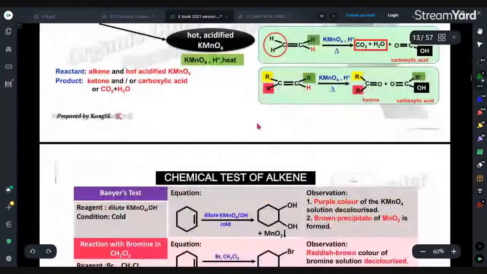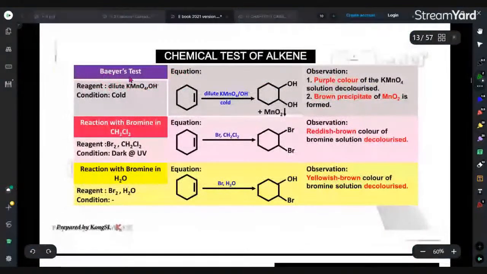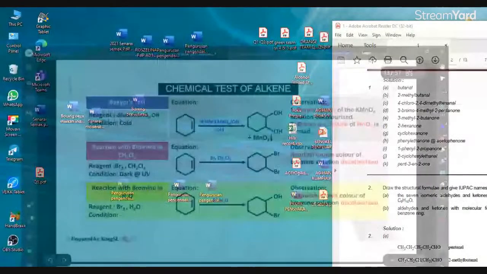If it is a test, you can write it as a test, of course you will write test. For example, the Bayer test. If it is not a test, we write reaction. So reaction with bromine in CH2Cl2. Reaction with bromine in CH2Cl2. So you just write like this.